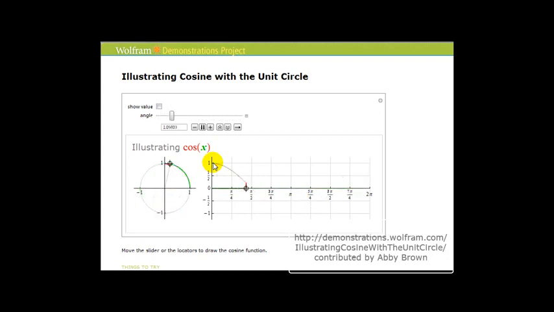Remember that this is just showing one revolution around the unit circle. We could make multiple revolutions, so this would go to the right forever and to the left forever, which means our domain would be all reals. And we can also see that the range of the cosine function would be from -1 to +1.